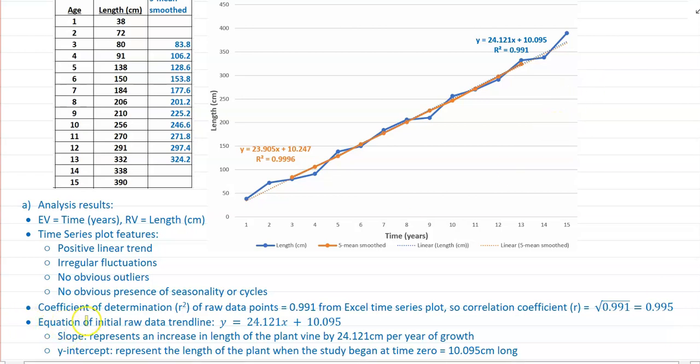My equation of my initial raw data trend line is y equals 24.121x plus 10.095. The slope represents an increase of length of the plant vine by 24.121 centimeters per year of growth, and the y-intercept represents the length of the plant when the study began at time 0. So when they first started looking at this plant, it was 10.095 centimeters long according to your model.